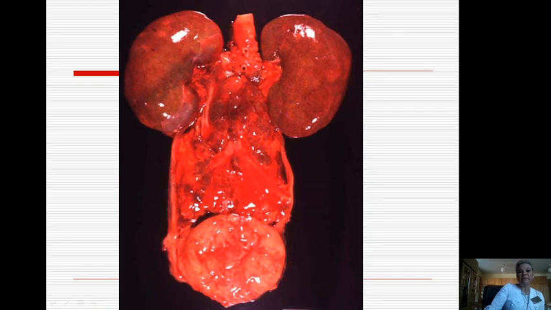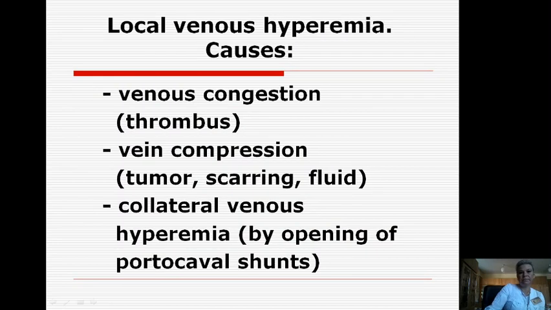In the spleen and kidneys, we see cyanotic induration. Organs are enlarged, have solid consistency and cyanotic changes. What about local venous hyperemia? Which causes of local venous hyperemia? We see changes in a single organ as well as due to general venous hyperemia.